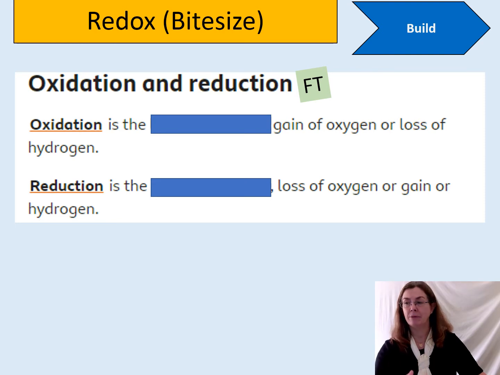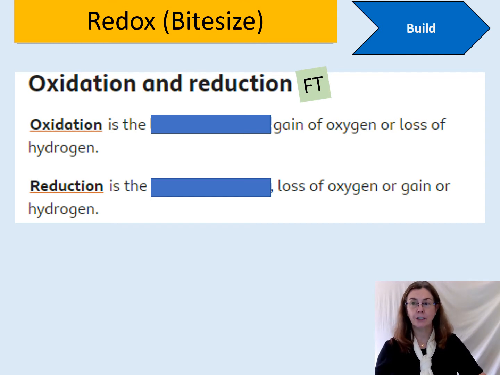So if a compound gains oxygen, we say it's been oxidized. If a compound loses hydrogen, we say it's been oxidized. Conversely, reduction is the loss of oxygen. So if a compound has oxygen in it and loses specifically oxygen, then we say it's been reduced. Or alternatively, we could say that if the compound gains hydrogen, then that's reduction.